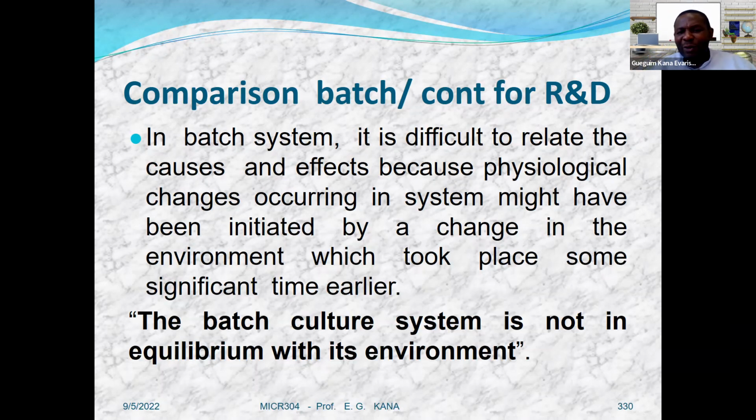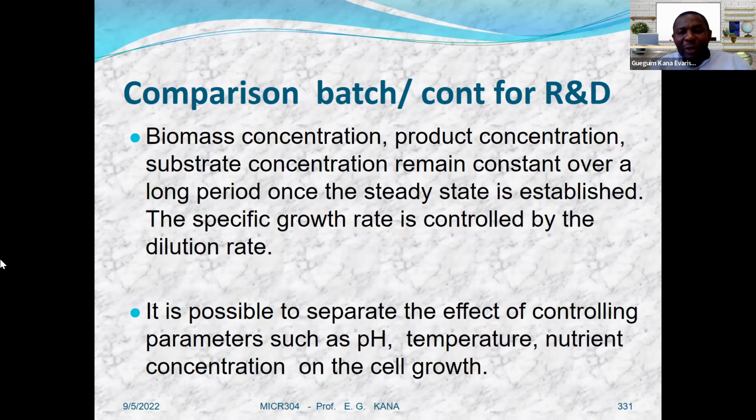If you make modifications with those external parameters affecting the process, in the batch system, you may not have the response immediately because the system is not in equilibrium with its environment. Okay? Whereas in a continuous system, you can actually play around with the dilution rate and look at the impact of dilution rate on the cell growth directly. Whereas the batch system is not possible because it's not in equilibrium. In a continuous system, you can play around with the dilution rate and see the effect of nutrient concentrations on the cell physiology.